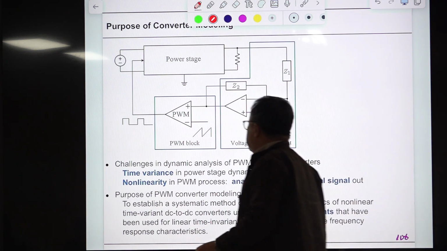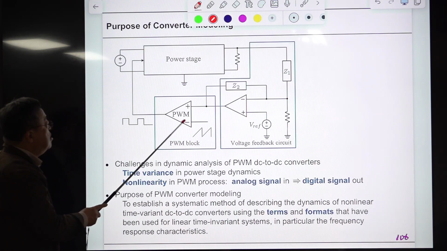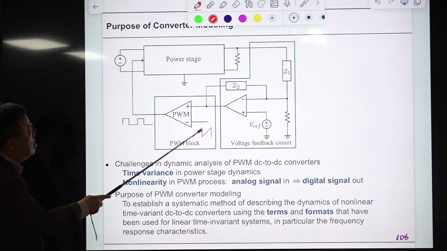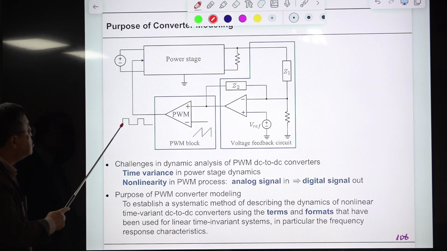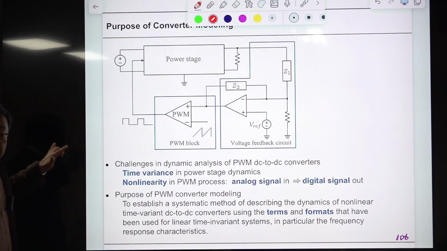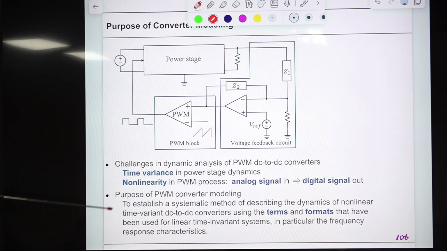Another one is non-linearity. This is the big, typical non-linearity. The input of this is what? An analog signal. The output of this is a digital signal, right? The relationship between this and this is very complicated. They call it the describing function method or something like that. Very complicated analysis was done in the past, 20 years ago, and they found a simple way of doing that. So this too was a barrier, and the purpose of the PWM modeling is also important.